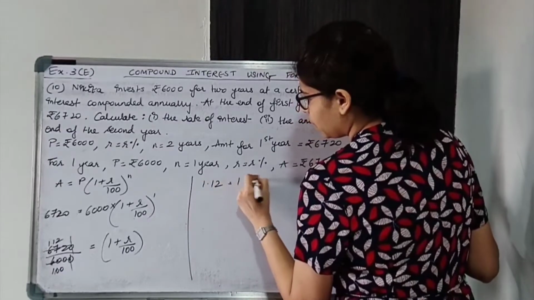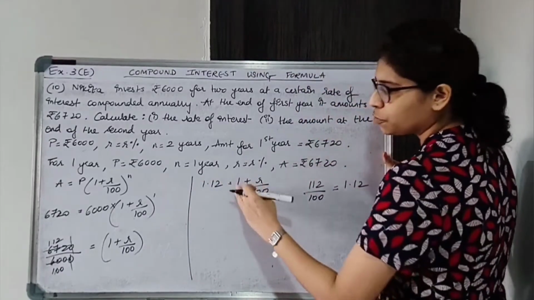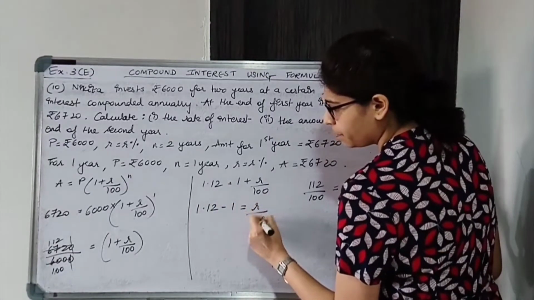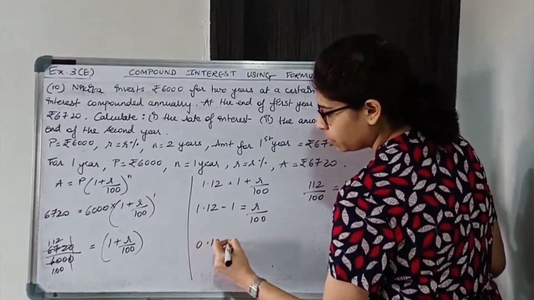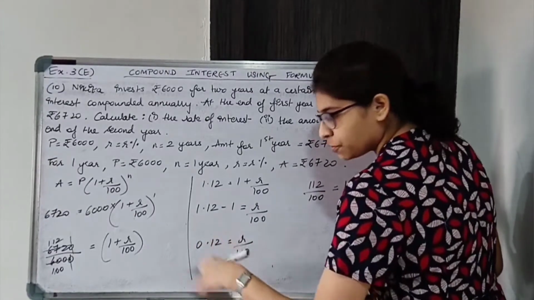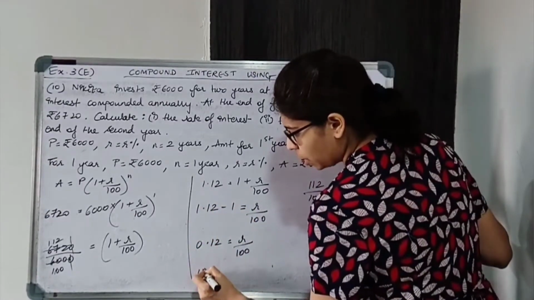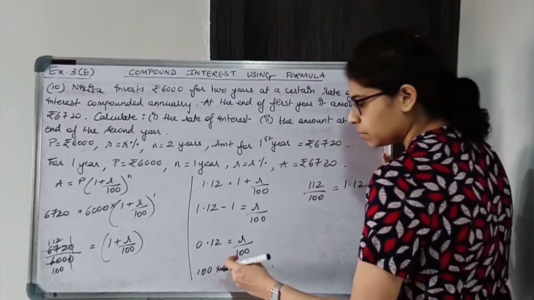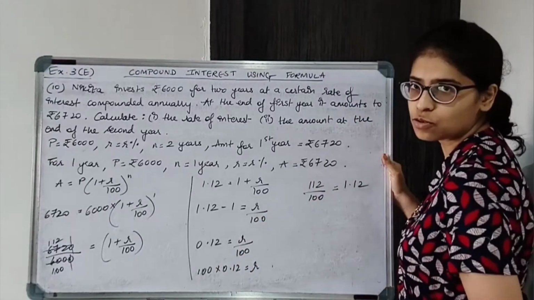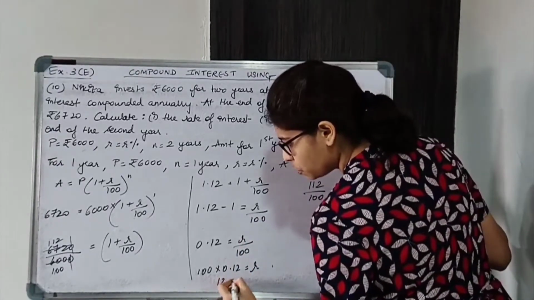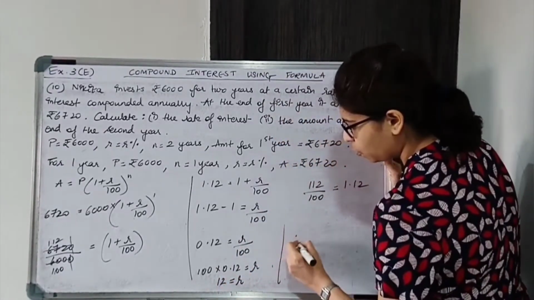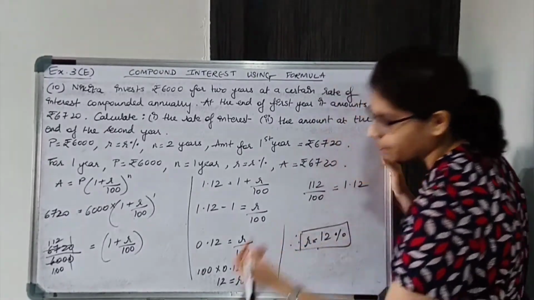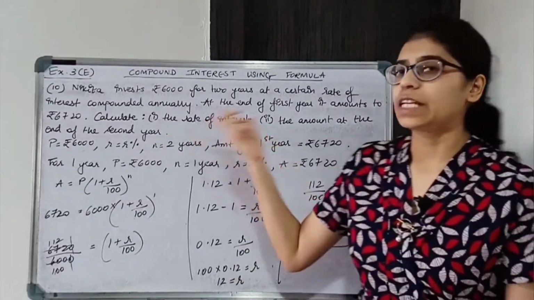So 1.12 is equal to 1 plus r upon 100. Shifting 1 on the other side, 1.12 minus 1 is equal to r upon 100. So we get 0.12 is equal to r upon 100. Shifting 100 on the other side, so 100 into 0.12 is equal to r. Again the decimal point will shift 2 places to the right, so it will become 12. So therefore r is equal to 12%. Alright, we found the rate of interest.